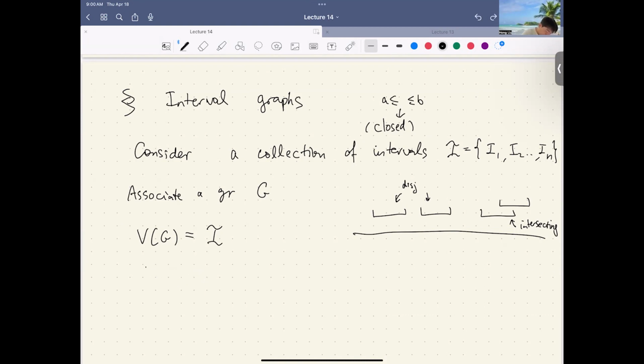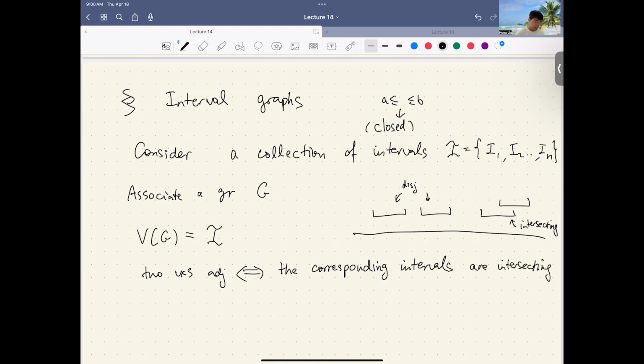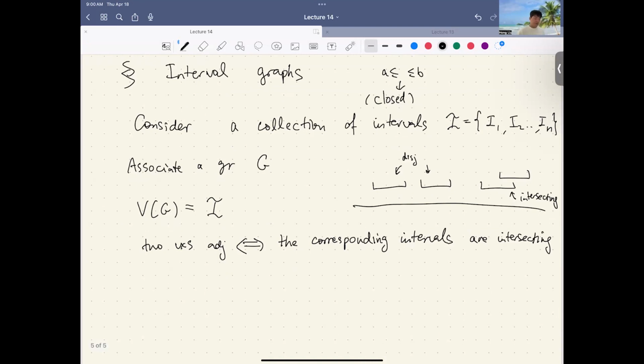You have two vertices adjacent if and only if the corresponding intervals are intersecting. All right. There is actually a name for this graph. This is called intersection graph.